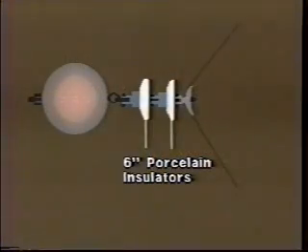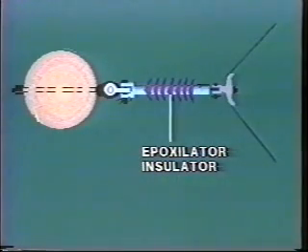Two 6-inch diameter porcelain dead-end insulators could be used in place of the two 4 1/4 inch insulators. Or a single epoxylator dead end could be used as the insulating medium.